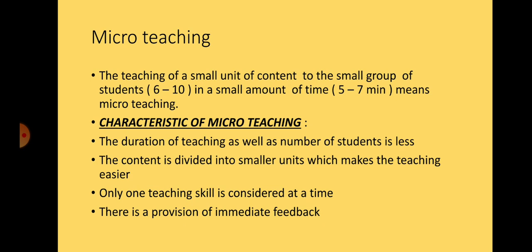Obviously, the duration of teaching as well as the number of students is less here. You can understand, because here the students present are like 6 to 10, and the time is allotted for 5 to 7 minutes only. The content is divided into smaller units, which makes the teaching much easier, and only one teaching skill is considered at a time. And there is a provision of immediate feedback, which is very necessary. So this is all about the characteristics of micro teaching.